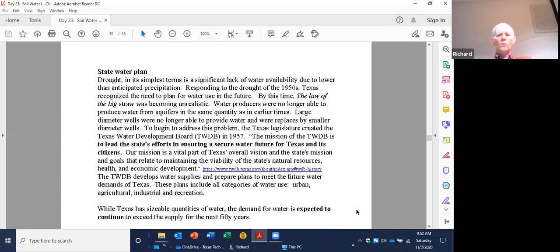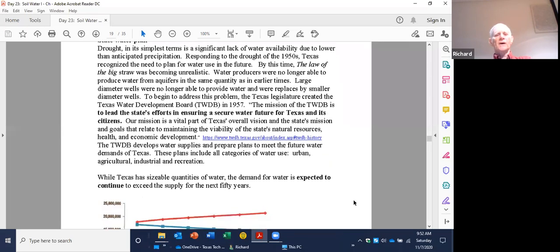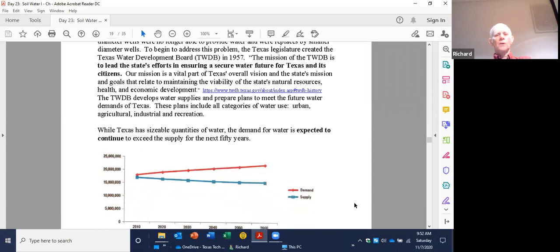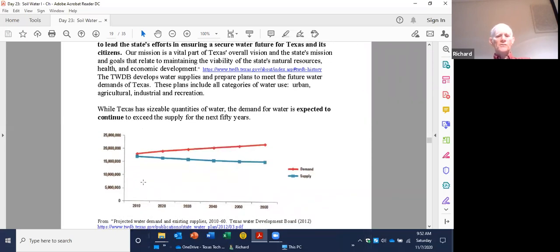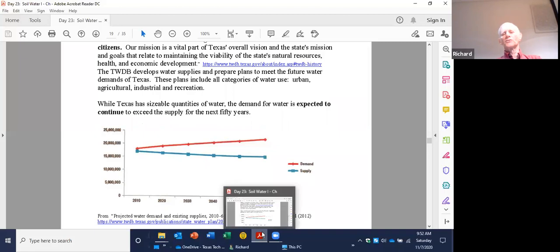While Texas has sizable quantities of water, the demand for water is expected to continue to exceed the supply for the next 50 years. Please notice, even in 2010, the demand, shown by this red line, exceeded the water supply. If we look at 2010 into the future, the water demand is going to go up, and in this particular scenario, it's going up in a linear manner, while the water supply is going down, and in this particular figure, it is also linear.